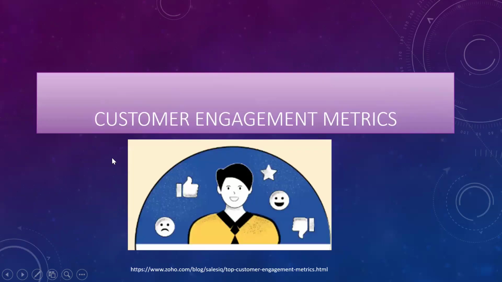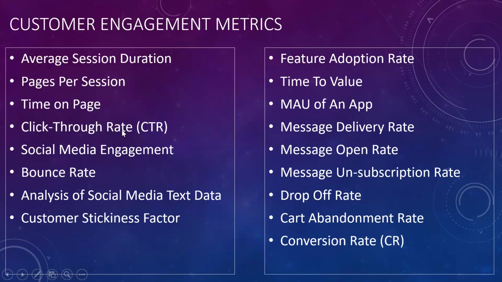So first of all, I'll talk about set of metrics related to customer engagement. These are the metrics which are related to customer engagement, and these include average session duration, pages per session, time on page, click-through rate, social media engagement, bounce rate, analysis of social media text data, customer stickiness factor, feature adoption rate, time to value, monthly active users of an application, message delivery rate, message open rate, message unsubscription rate, drop off rate, cart abandonment rate, and conversion rate.